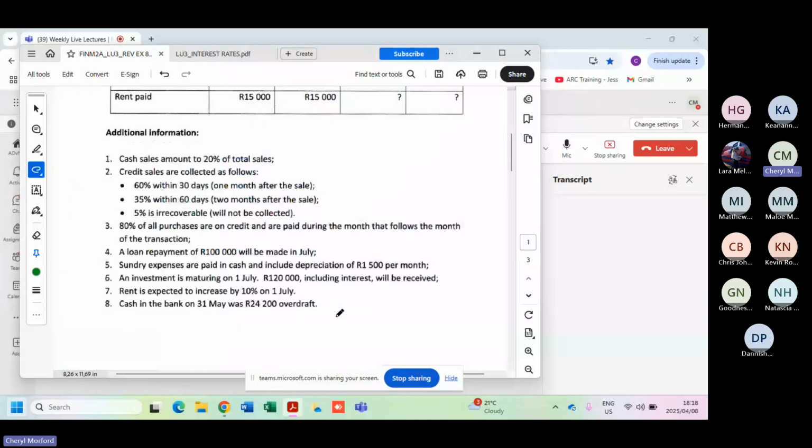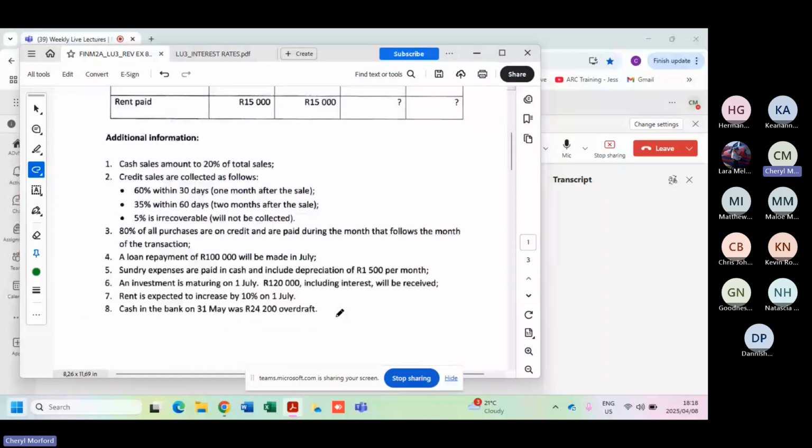So let's read the question. Right, so let's find, first of all, the information. There's always going to be something with sales. And what kinds of sales do we have? You see, there's 2. There's cash. Make sure you get the correct percentage, 20. There's credit, which means that must be how much? Must be 80%. Don't forget that.